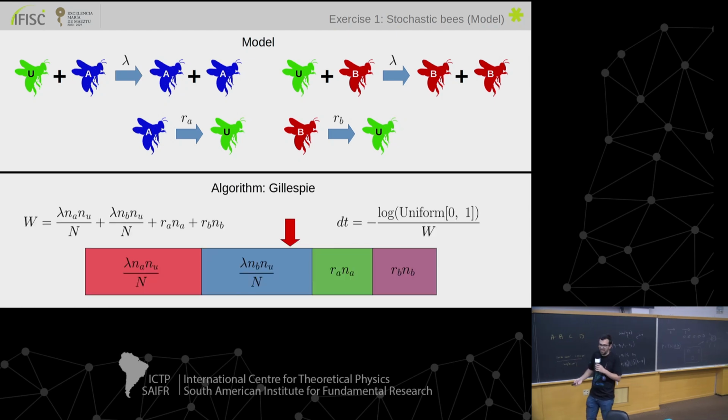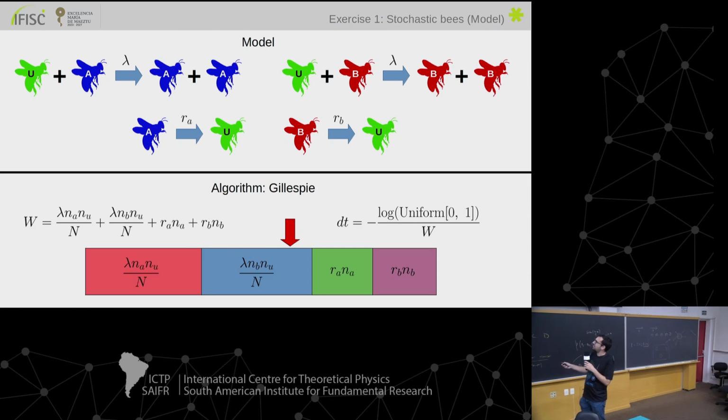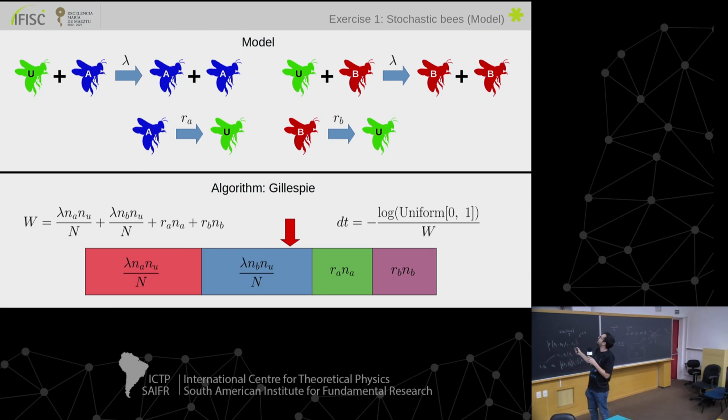So Gillespie, well, let's do a fresh reminder of how Gillespie works. First of all, we need to compute the total rate W for a change. So this is everything that can change. We can either have one undecided bee copying with strategy A, the same for B, and then the rates at which they become undecided, which are this one. Then, once we compute this total rate, we compute the time until something happens. So the time until something happens is given in this way.